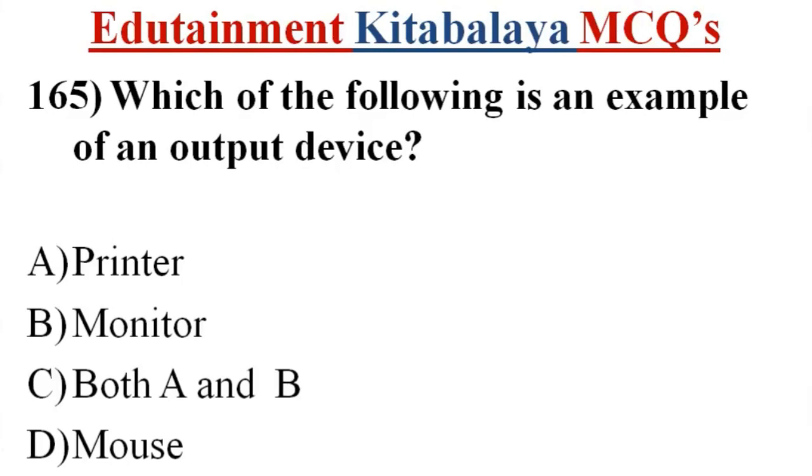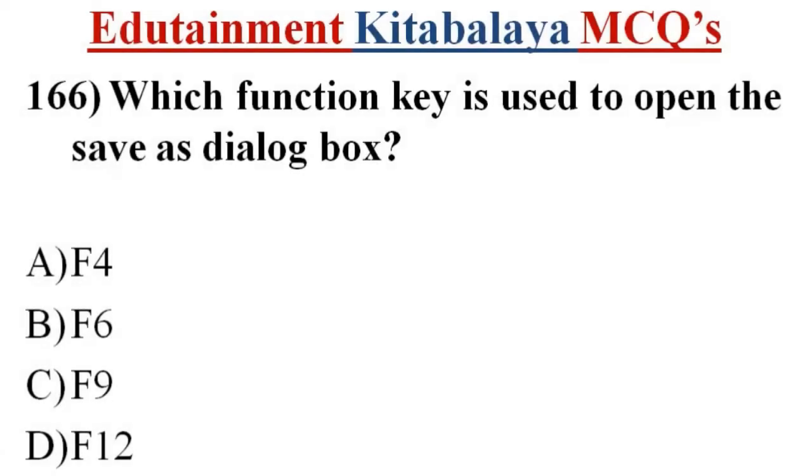Question number 165. Which of the following is an example of an output device? A. Printer. B. Monitor. C. Both A and B. D. Mouse. Correct answer is C. Both A and B.